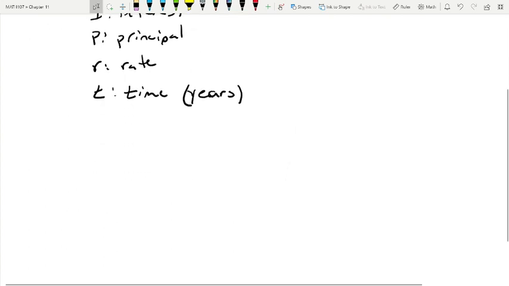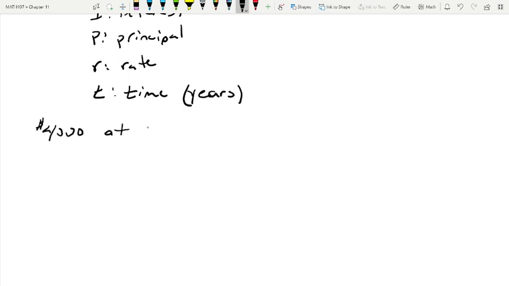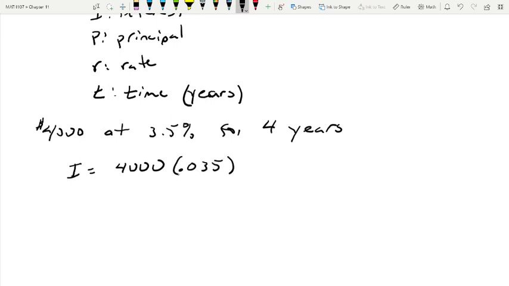Given something like this, we have $4,000 at 3.5% for 4 years. The question is, first off, what's the interest on this? So I is going to be the 4,000 times 3.5% as a decimal, which is 0.035, times 4. This will give us an interest of $560.